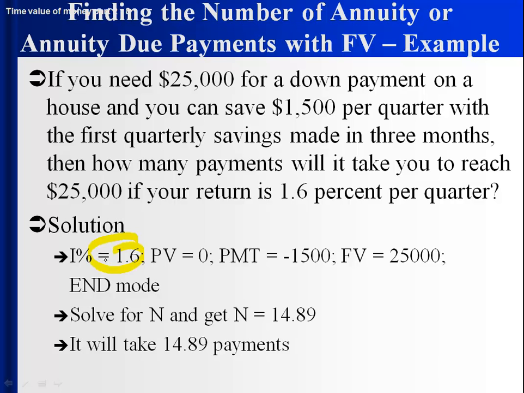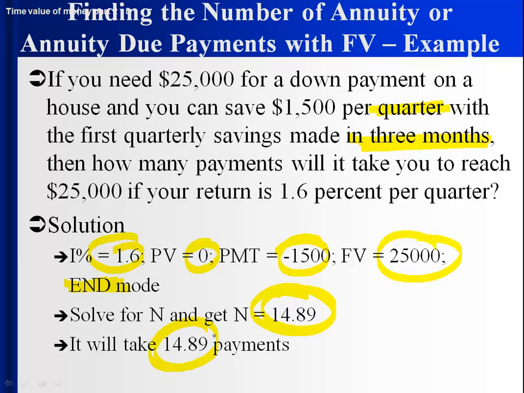So again, we can earn 1.6%. We've got nothing saved. We're putting in 1,500. Our goal is 25,000. We start in one period, in 3 months, and 3 months equals a quarter, and it's 14.89 payments.